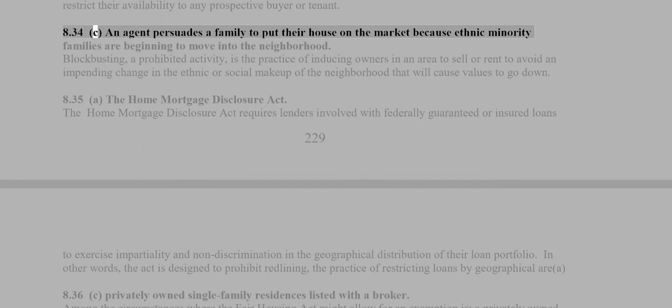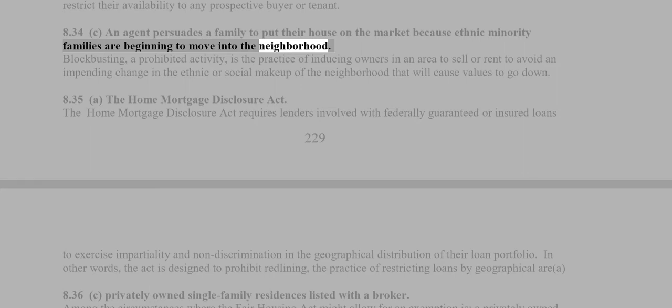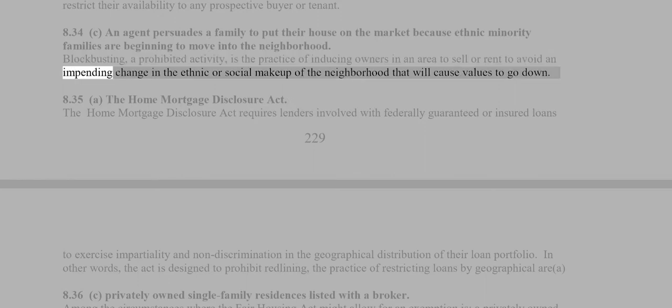8.34 c. An agent persuades a family to put their house on the market because ethnic minority families are beginning to move into the neighborhood. Blockbusting, a prohibited activity, is the practice of inducing owners in an area to sell or rent to avoid an impending change in the ethnic or social makeup of the neighborhood that will cause values to go down.